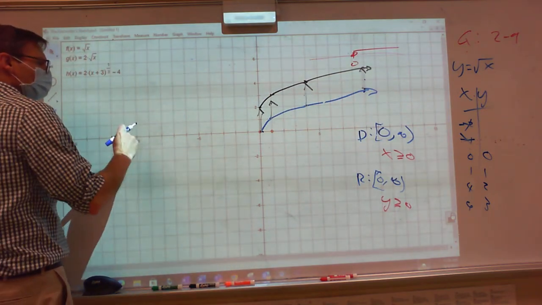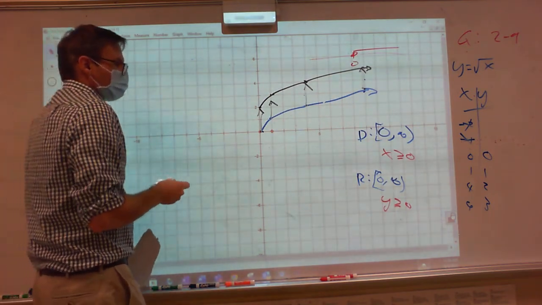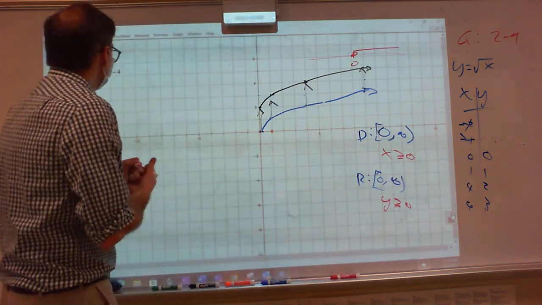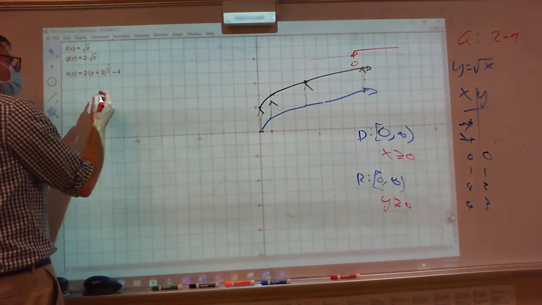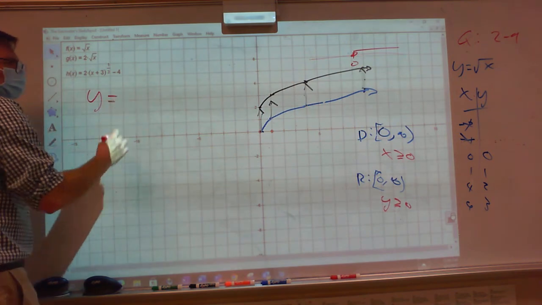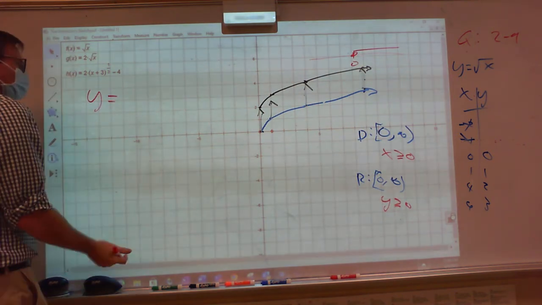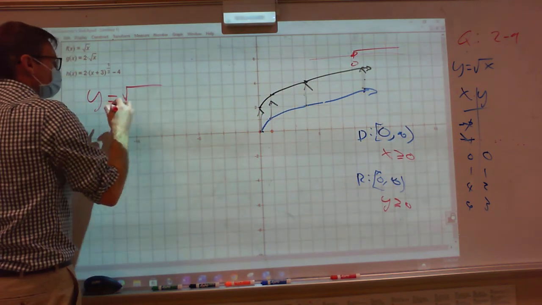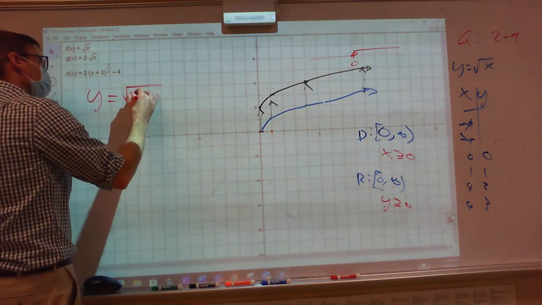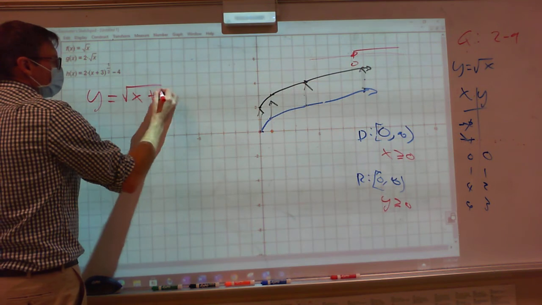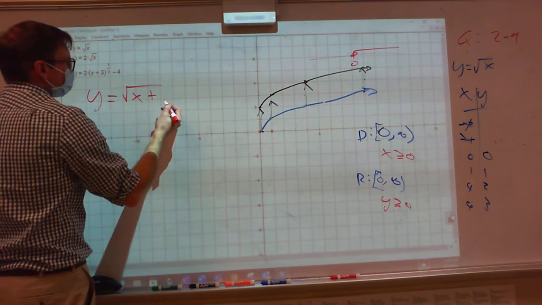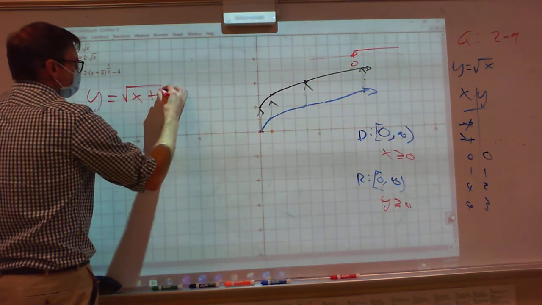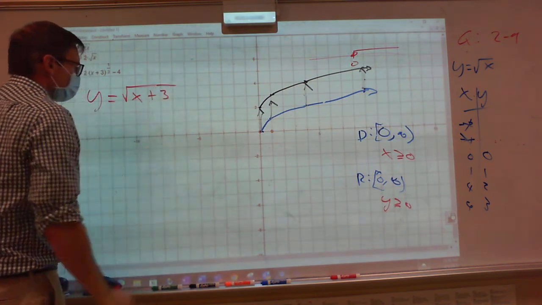Okay, well, we have different colors, I should use them. So, what if I ask you to graph y equals the square root of x? Yeah, we'll do that.